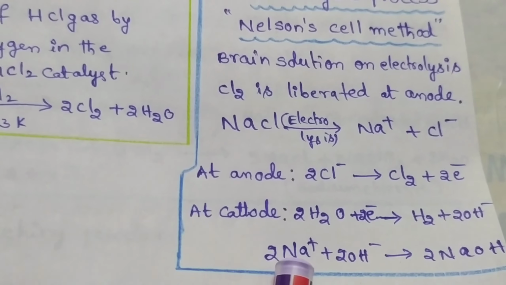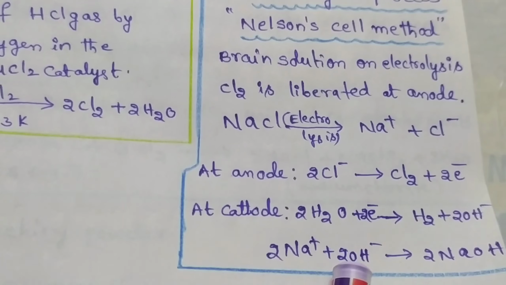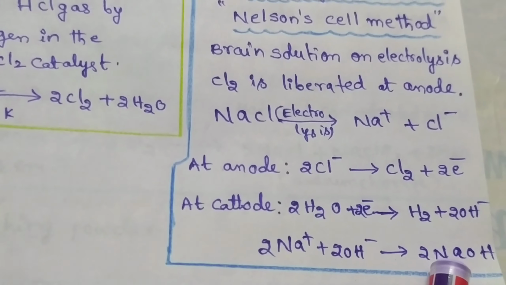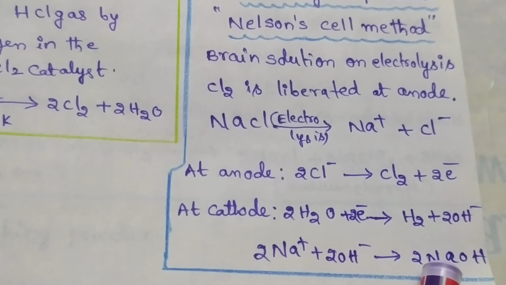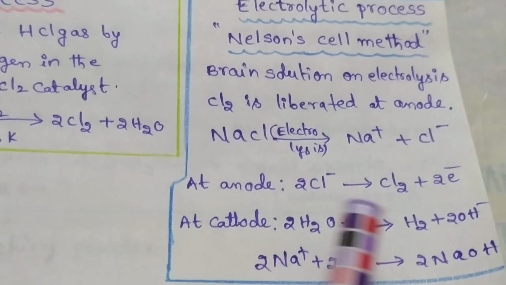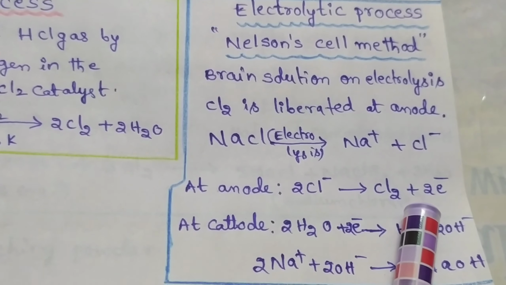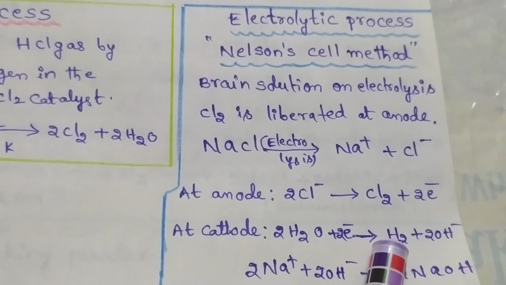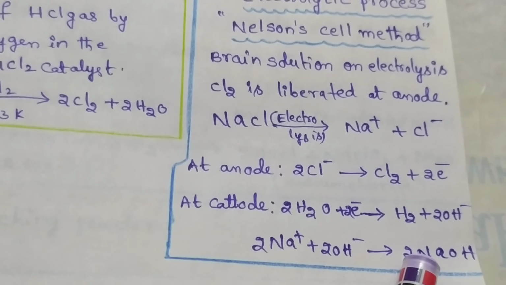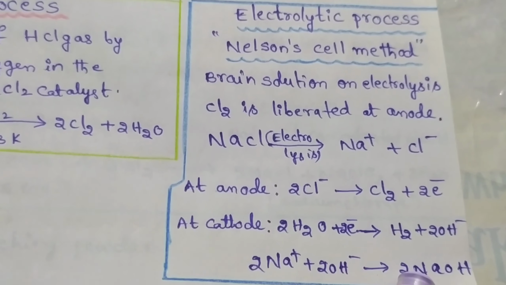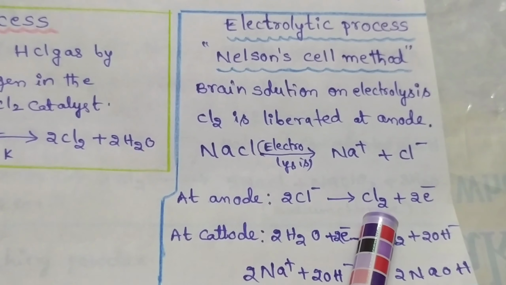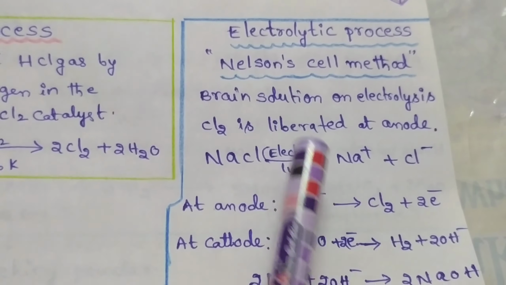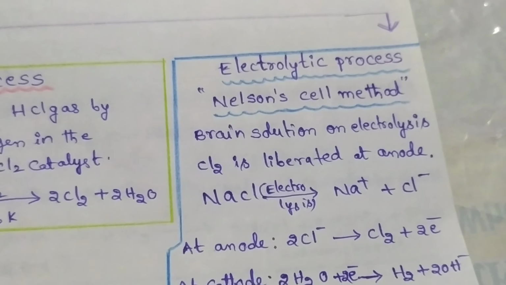The sodium cations and hydroxide anions combine to form sodium hydroxide. That means at the anode chlorine gas is liberated, and at the cathode hydrogen gas and sodium hydroxide are formed as final products. In this way chlorine gas is prepared in the electrolytic process.